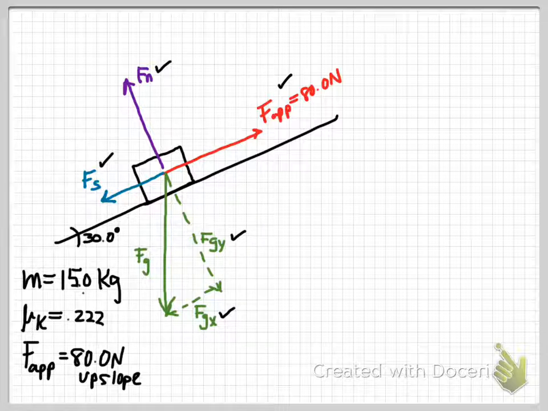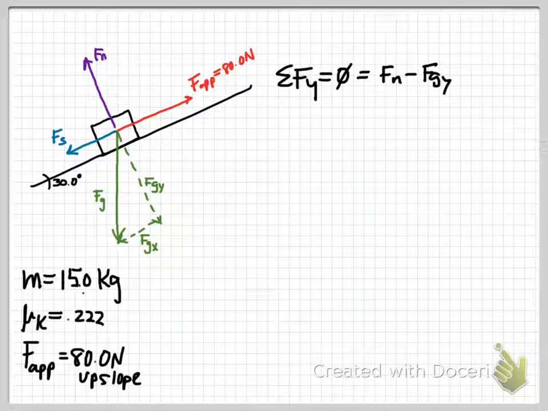Why is the force of static friction pointing down slope? Because this thing, we believe, is being moved up slope. So the motion is upslope, therefore the force of static friction opposes motion. The first place to start with any problem like this is listing your sums of forces on each axis.